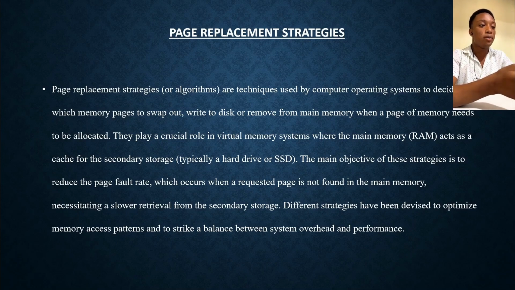They play a crucial role in virtual memory systems where the main memory, RAM, acts as a cache for the secondary storage, typically hard drive or SSD. The main objective of these strategies is to reduce the page fault rate, which occurs when a requested page is not found in the main memory, necessitating a slower retrieval from the secondary storage. Different strategies have been devised to optimize memory access patterns and to strike a balance between system overhead and performance.